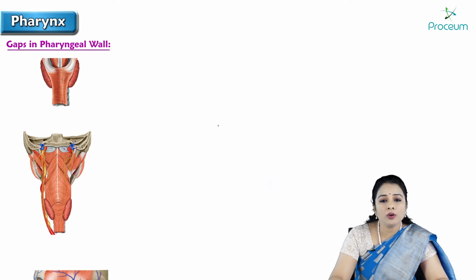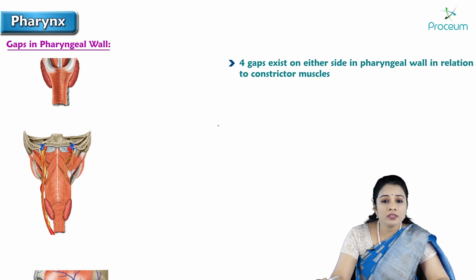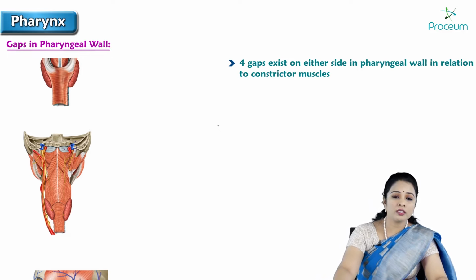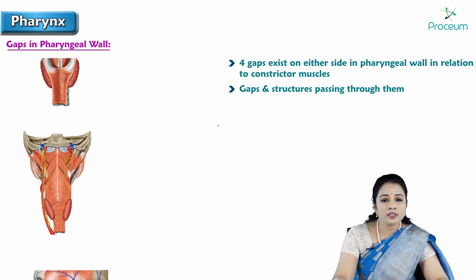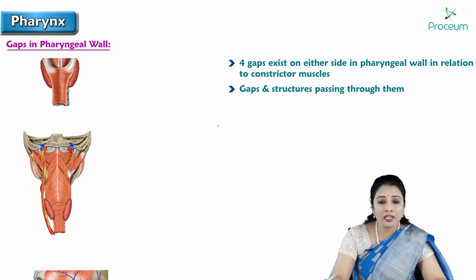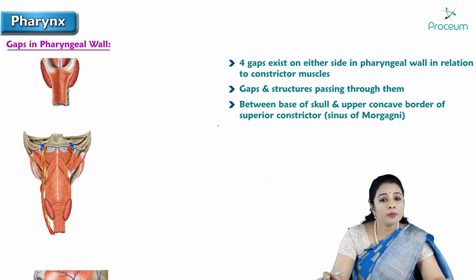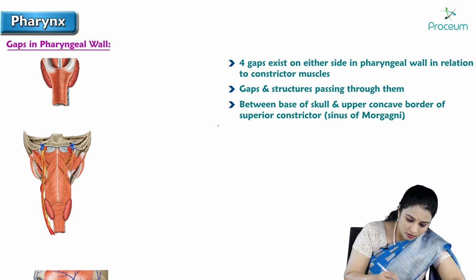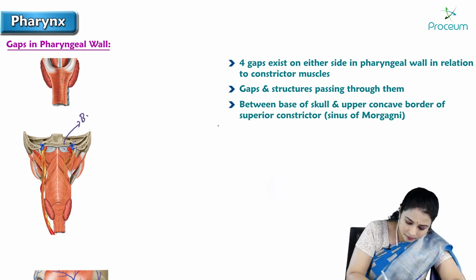Regarding the gaps in the pharyngeal wall, there are 4 gaps on either side of the pharyngeal wall in relation to the constrictor muscles. I will enlist the gaps and the structures passing through them now. The first gap is between the base of the skull and the upper concave border of the superior constrictor. So here is the base of the skull, and here is the superior constrictor. The gap between them is termed the sinus of Morgagni.